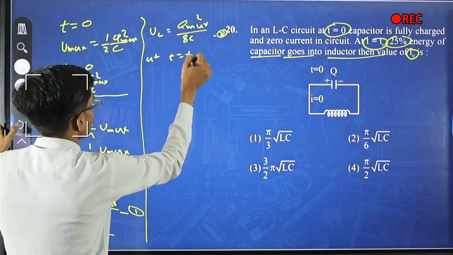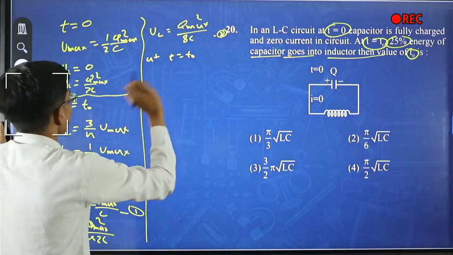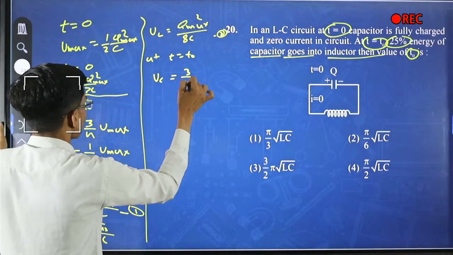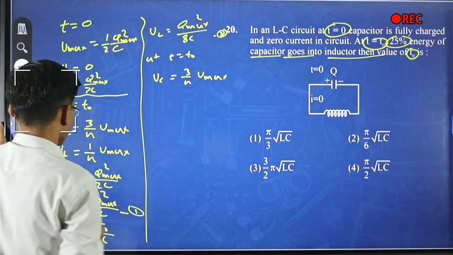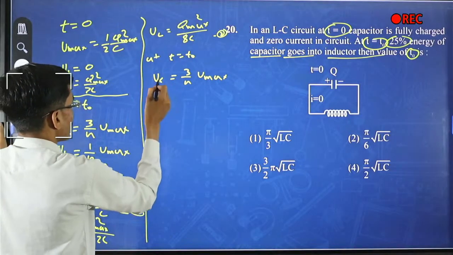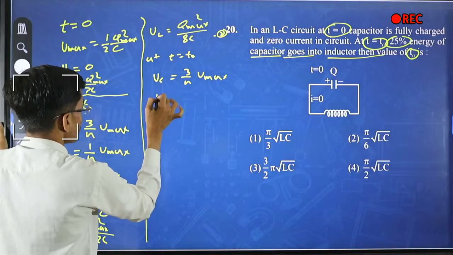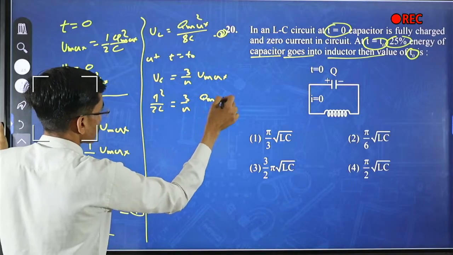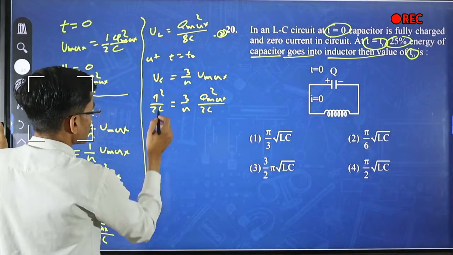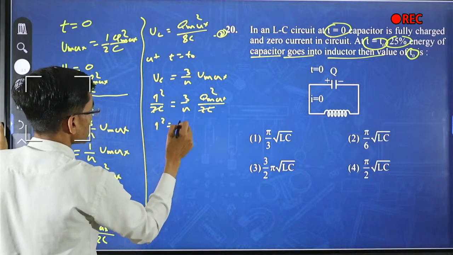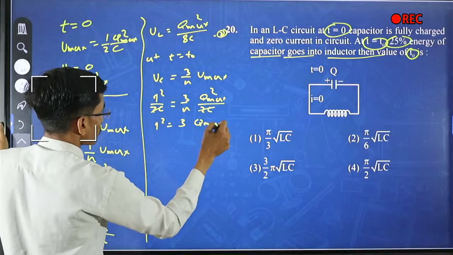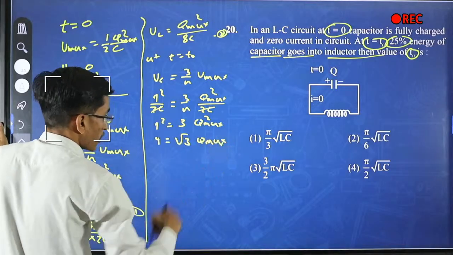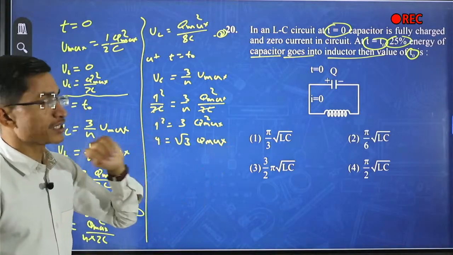So at t is equal to t naught, the energy of the capacitor is equal to 3 by 4 of U max. So at that time, the energy of the capacitor can be written as Q square by 2C is equal to 3 by 4 of Q max square by 2C. So 2C cancels with 2C, and Q square is equal to 3 by 4 Q max square. From this, Q can be written as root 3 by 2 into Q max. And this is Q at time t is equal to t naught.